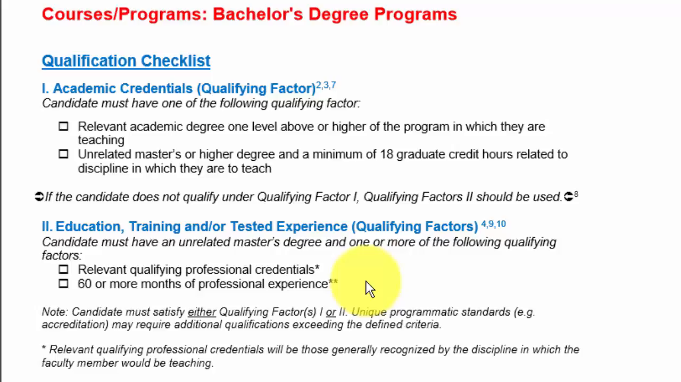So again, we're allowed to use that mix of education and experience and certification, but in this category the Higher Learning Commission is very specific. We cannot have a degree below or equal. They have to have a degree above what they're teaching. It can be unrelated, but they have to have at least a master's degree in this case, in anything. And then some other qualifying factors as well, which we just talked about. All right, so that is the bachelor's degree program.